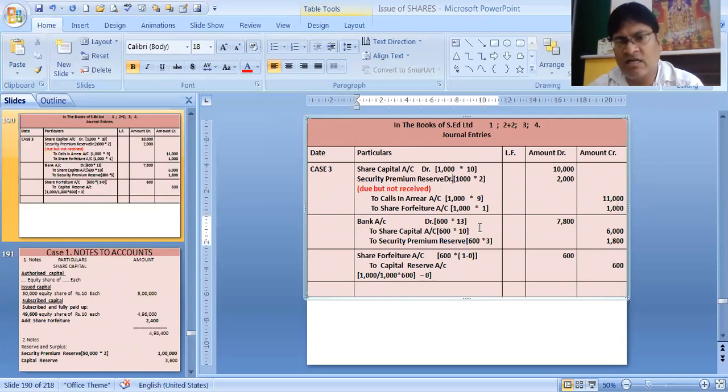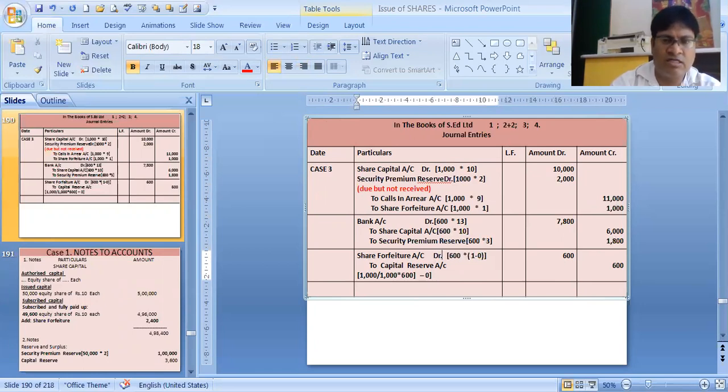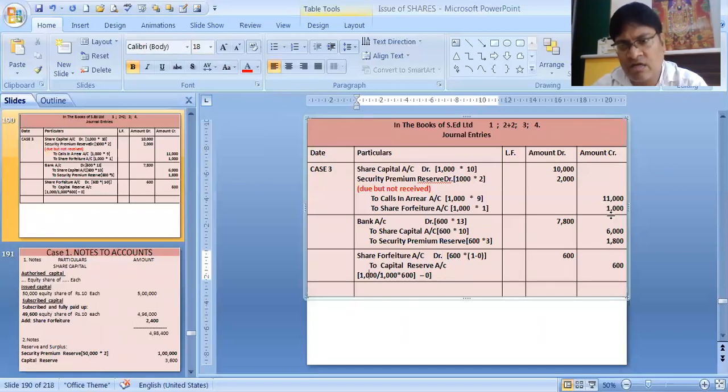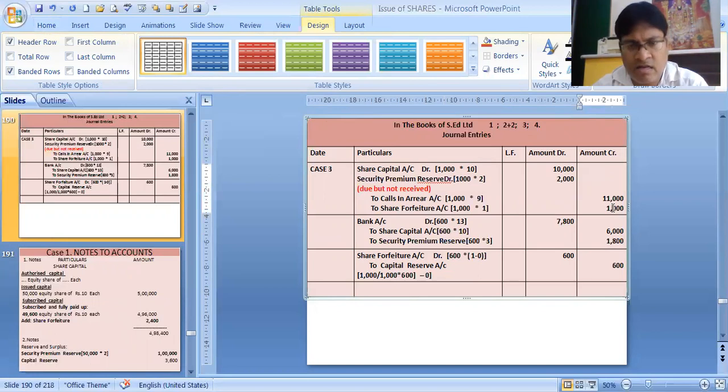We have reissued these shares at 13 rupees per share. And how many have we reissued? 600. So 600 into 13. It is a profit, as we have reissued 10 rupee shares at 13. So to securities premium reserve again 1800. Share forfeiture account debit is 600 again. Let's see how 600 is coming. 1000 rupees was the share forfeiture credit, this one. Then 1000 is the number of shares we have forfeited, and 600 is the number of shares we have reissued, and there is no loss. So it is coming 600.